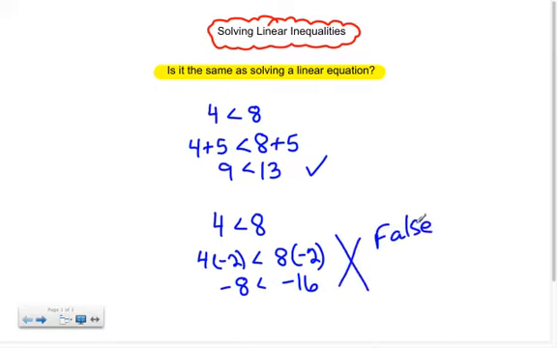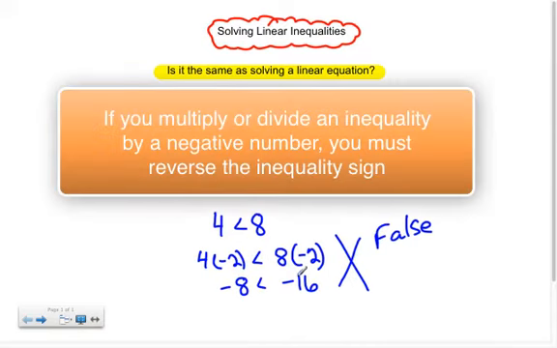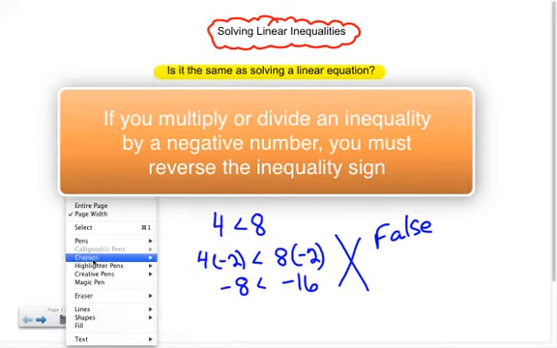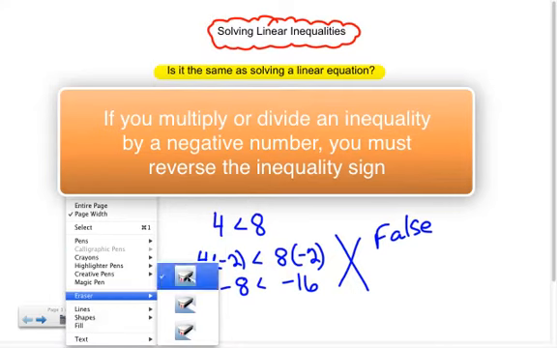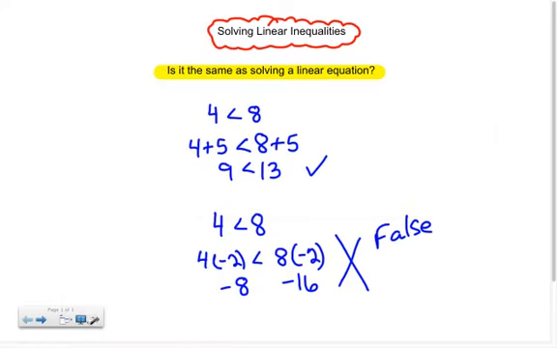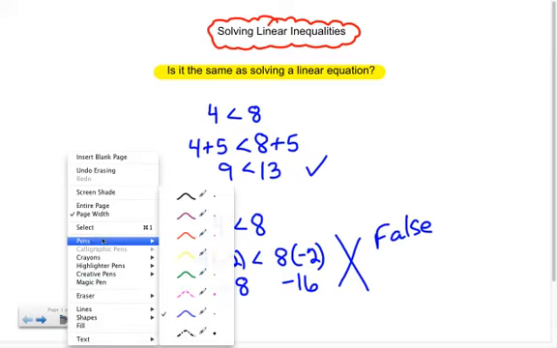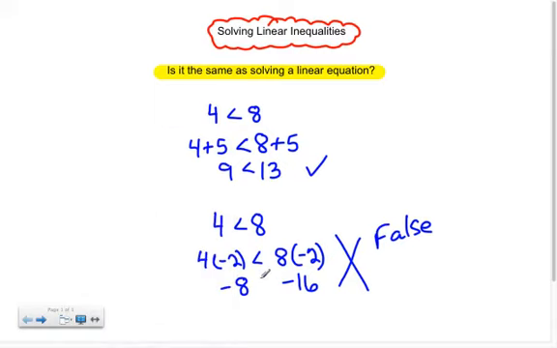And so what that means is that when you're dealing with inequalities, if you multiply or divide an inequality by a negative number, in order to make the answer true, you must reverse the sign. So let's just erase what we've got here, and we'd have to reverse the sign to greater than. Okay, and so we're going to do a couple of examples of this.